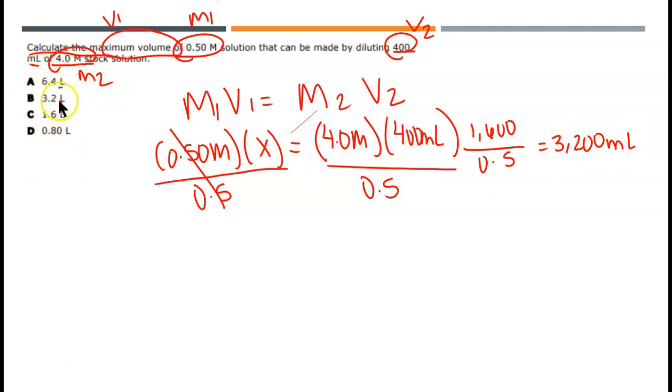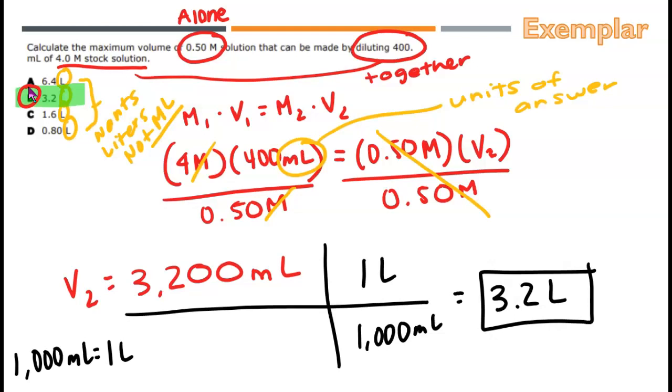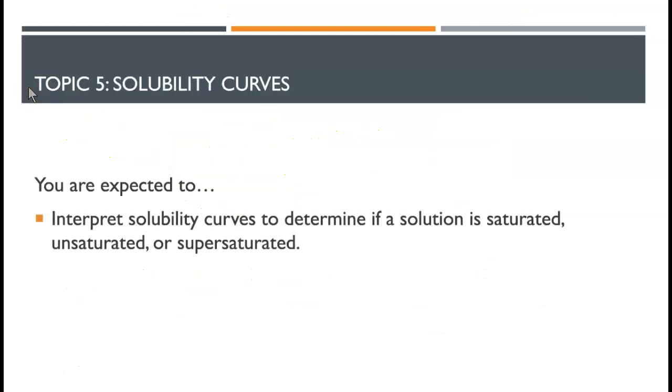No. Why? Because they're all in liters. So all I need to do is convert that 3,200 milliliters into liters. And I do that by using my conversion. I know that for every 1 liter, it's equal to 1,000 milliliters. So we get 3.2 liters. So your answer is B. And this is just another way I solve for it.